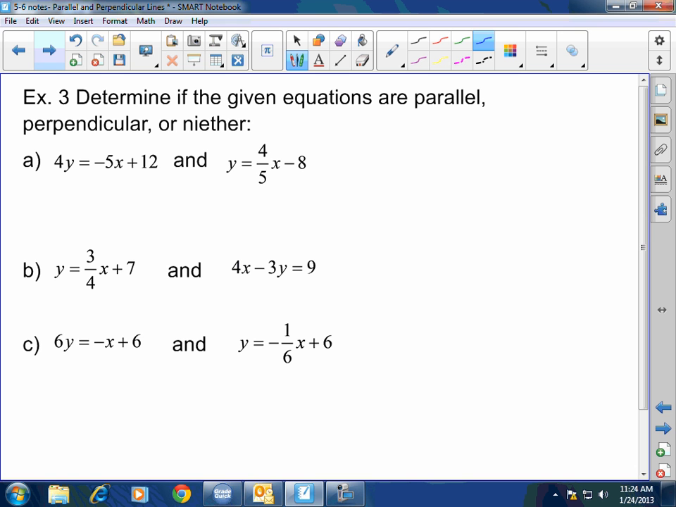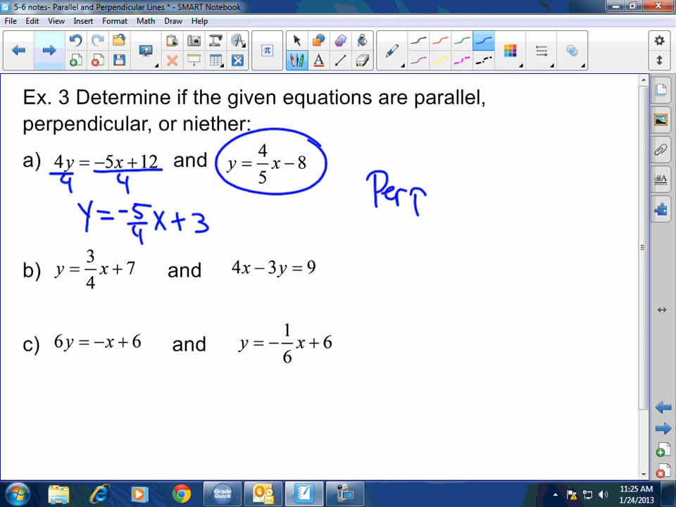This guy's all solved for, but let's solve for this guy. So I'm going to divide by 4 on both sides. I get y equals negative 5/4 x plus 3. Are these parallel? No, because the slopes are not equal. Are they perpendicular? Yes, because the slopes are negative reciprocals, so this is a perpendicular line. These guys are perpendicular. If you were to graph these, they will intersect at one point, creating a 90-degree angle.